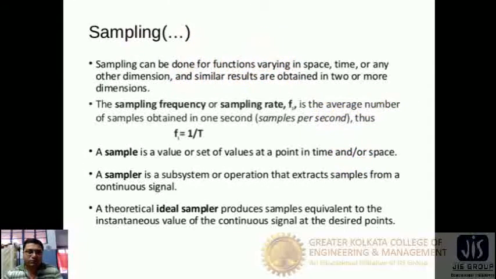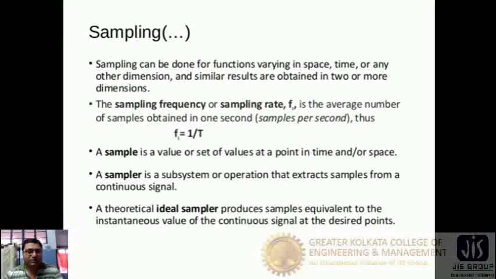We will take also another examples of it. Sampling can be done for functions varying in space, time, or any other dimensions, and similar results are obtained in two or more dimensions. The sampling frequency or sampling rate, Fs, is the average number of samples obtained in 1 second.